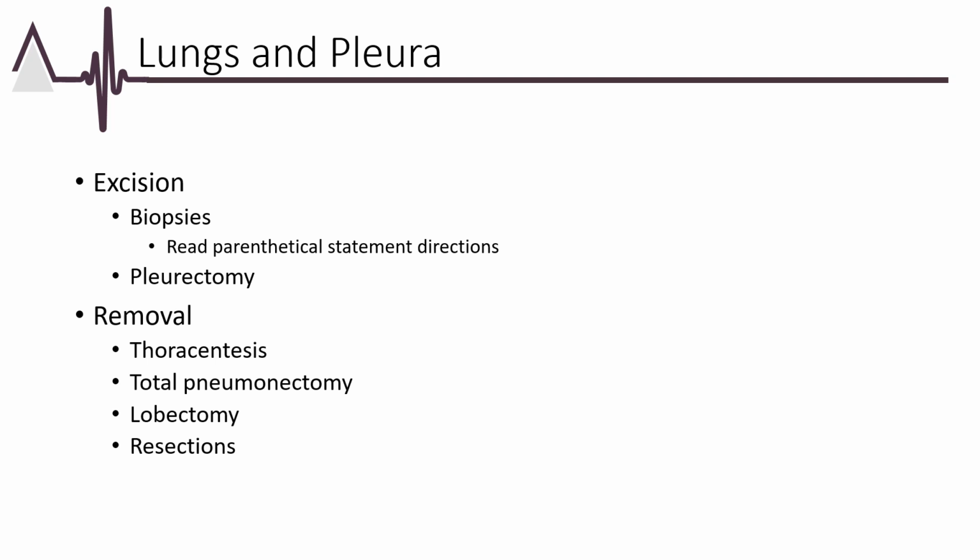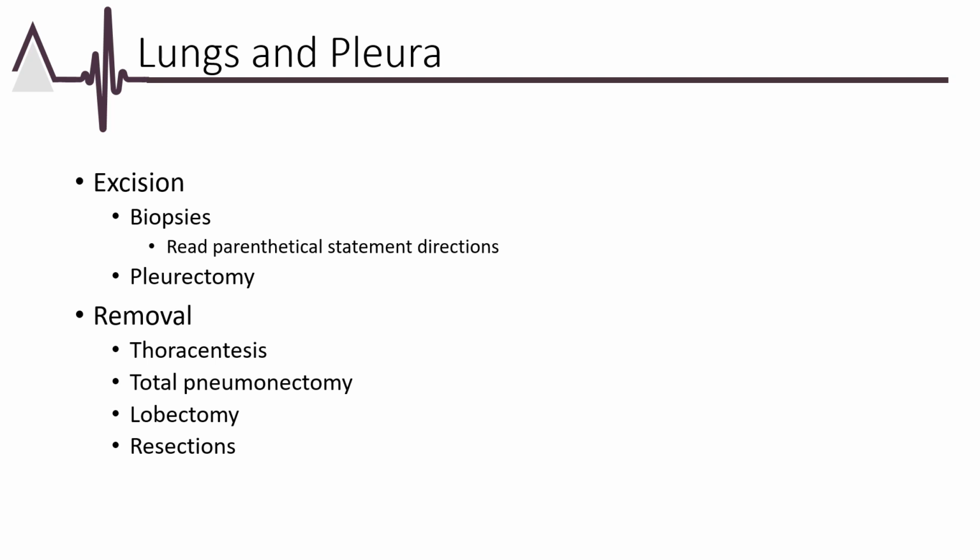Pleurectomy codes describe removing parietal pleura, or the lining of the chest wall. Note, this is listed as a separate procedure, which means that it is typically included as part of a larger procedure and should only be reported if it is the only service performed. The removal codes address a thoracentesis, or placement of a needle into the pleural space between the lungs and the chest wall to remove excess fluids from the pleural space to help you breathe easier.